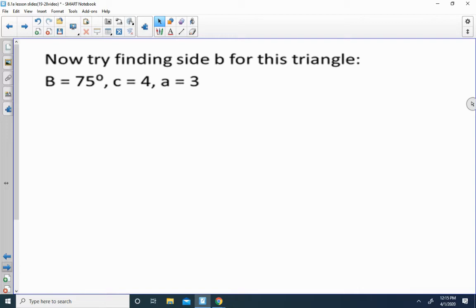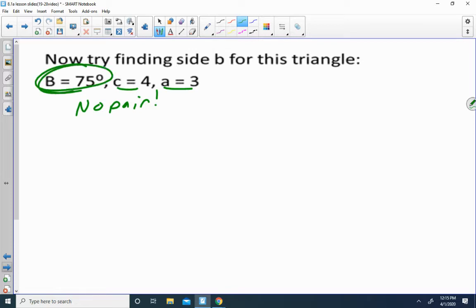So let's say we have these three parts that we talked about, like you have big B here, little c, little a. Again, you see no pair. And when there's no pair, that means you got to do the law of cosines. And now our cue is that we have this angle. We have big B as our angle. So let's use big B to find its pair. We're going to find out what little b is.